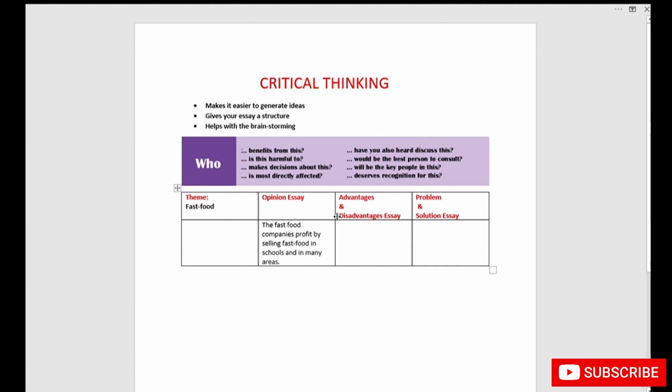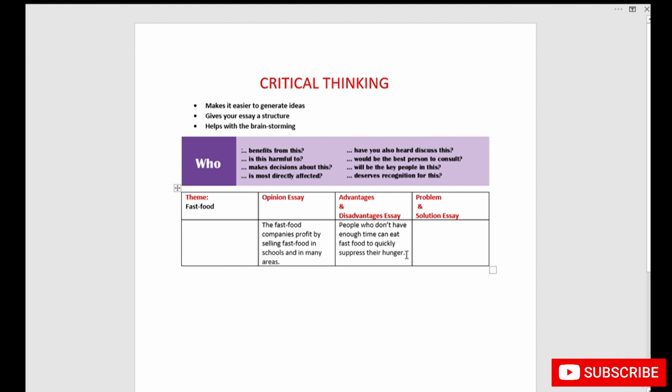For the advantages and disadvantages essay, you can say, for the same question, who benefits from this? People who don't have time, or people who don't have enough time, can eat fast food to quickly suppress their hunger. And then you can move on to talk about its advantages or disadvantages.